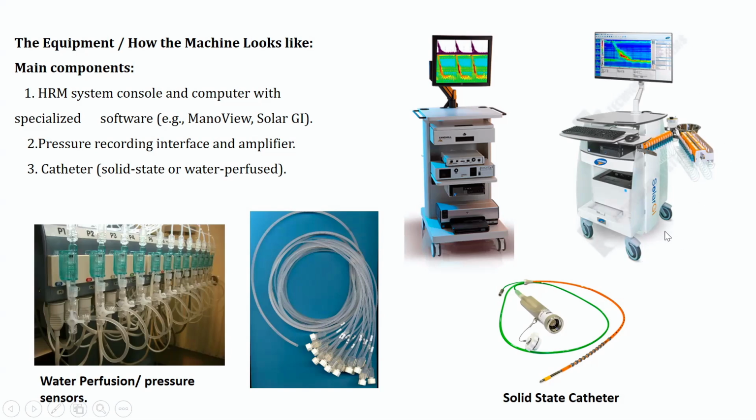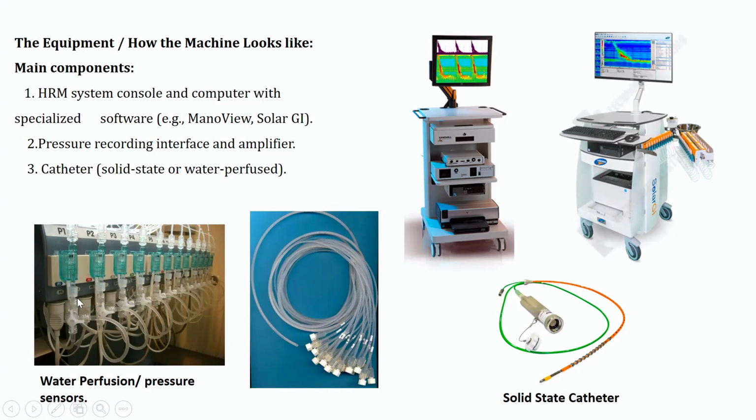In the water perfusion system, you find that there are a lot of pressure sensors, and in solid state, there is only the catheter. Again, on the left bottom, this is the water perfusion sensor, and this is the catheter. It could be 20 channels, it could be 24 channels, it could be 22 channels. It depends on the type. Each channel here is connected to this blue pressure sensor. And each sensor is connected to this module.